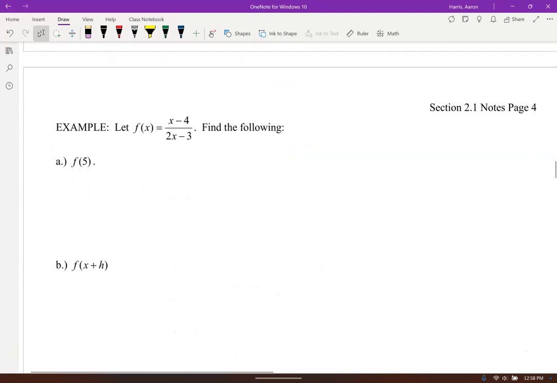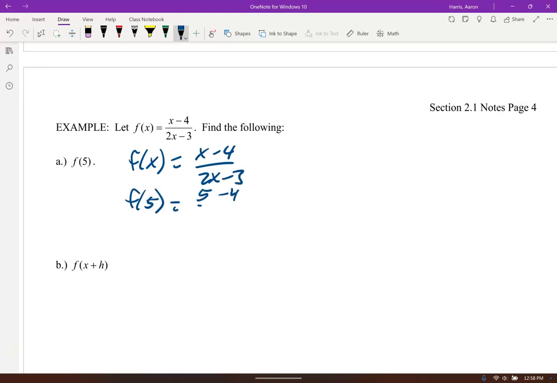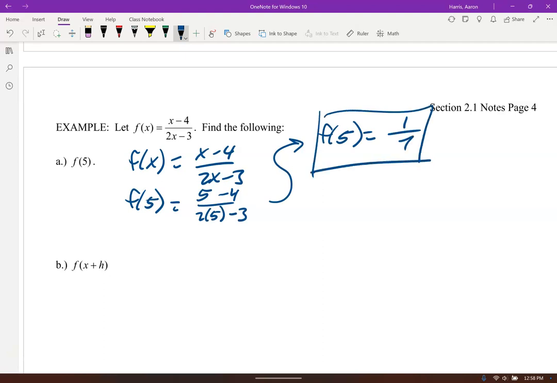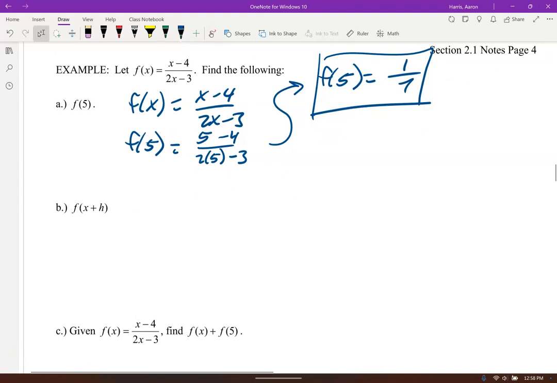All right, let's do a few more with this one. We've got f of x equaling x minus 4 over 2x minus 3. Let's run through what f of 5 would be. f of 5, so 5 goes in for x. Five minus 4 over 10 minus 3. So f of 5 is 1/7.